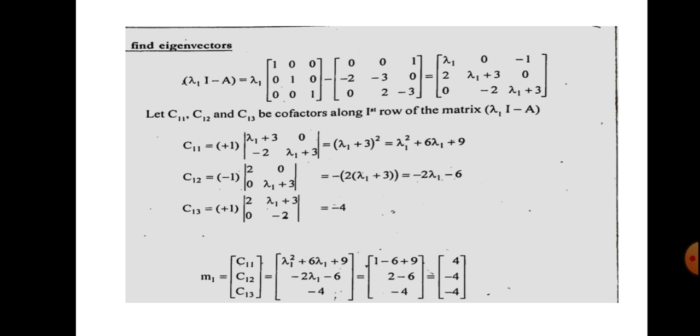But you can see here that it is not in the companion or bush form, so we cannot directly write the modal matrix. So we have to go for a lengthy procedure. That means, in order to find the modal matrix, we have to find the cofactor elements corresponding to the first row of the system matrix, and we have to write the modal matrix. Okay, so let us see.